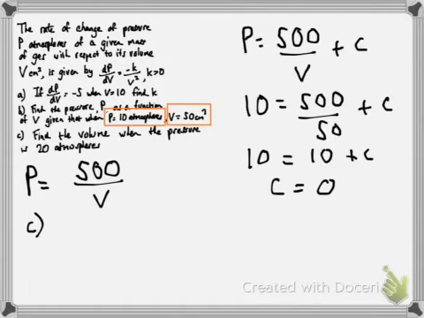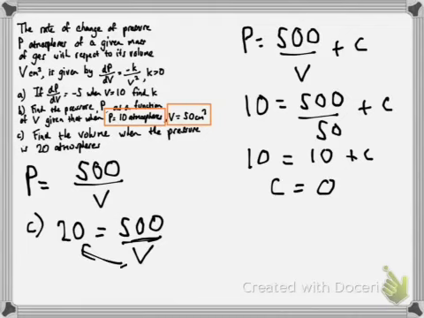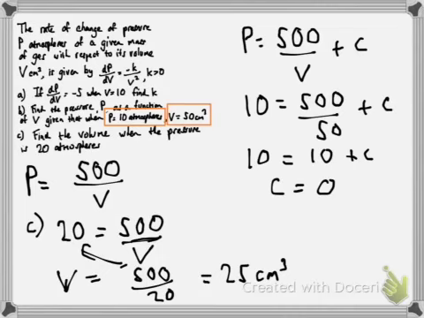And question C follows on from that then. Find the volume when the pressure is 20 atmospheres. Okay, so pressure is 20 atmospheres equals 500 over V. Swap those over, as we usually do in this situation. V equals 500 over 20, and that's going to equal 25 cubic centimetres. And we're done.